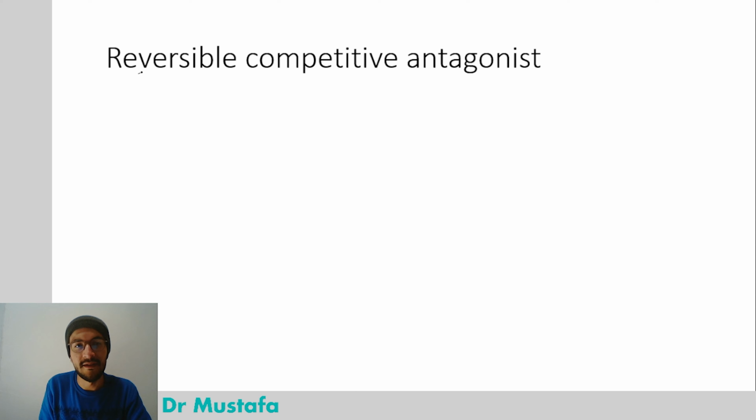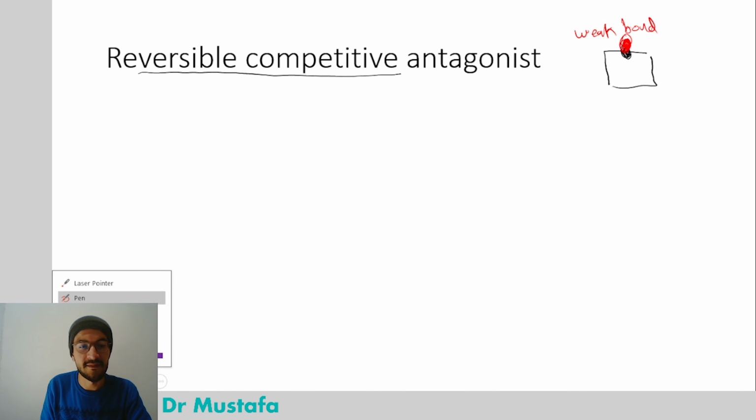So now for the reversible competitive antagonist. We mentioned that the reversible competitive antagonist binds on the same site of the receptor as the agonist, but with a weak bond. So on the same site but with a weak bond. And let's draw the dose response curve to explain the curve that this antagonist produces while using the agonist.